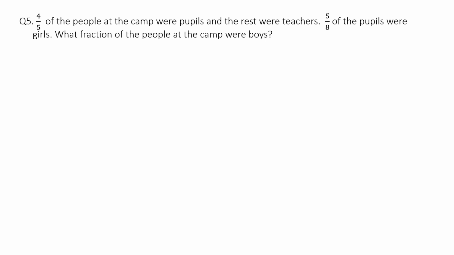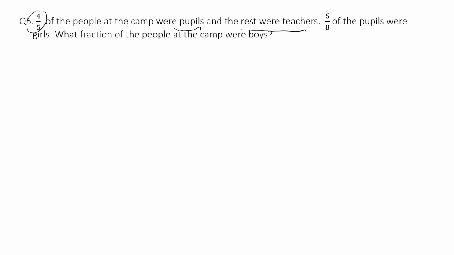Okay, class, we are going through this MA Practice Worksheets question 5. As I mentioned in the previous lesson, we must always unpack the question by reading sentence by sentence. So first of all, you look at this question. They say that 4 out of 5 of the people were pupils and the rest were teachers.